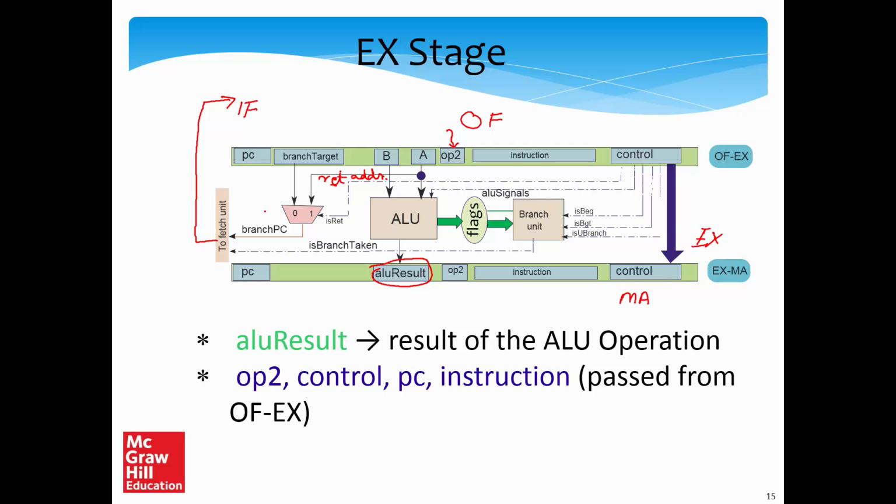Right, so this is one case where something is actually flowing between stages without going via registers. So we shall see this is an exception. In this case, the isBranchTaken signal and the branch PC both are going to the IF stage, but all the rest of the intermediate results are being written to the pipeline register at the end. So that includes the control signals, the contents of the instruction, the data that needs to be saved, which is in OP2, and the ALU result.